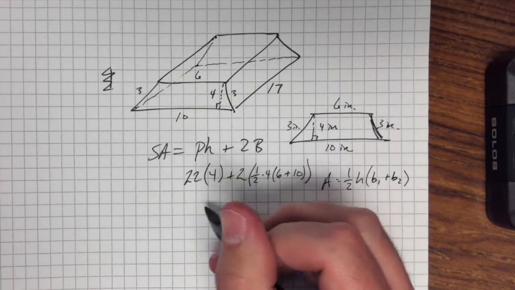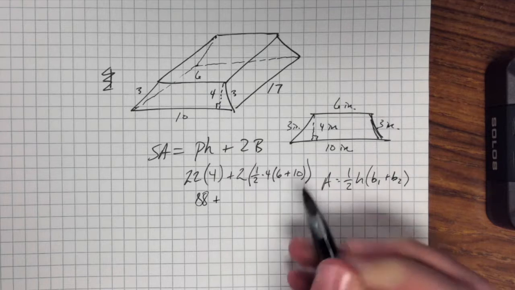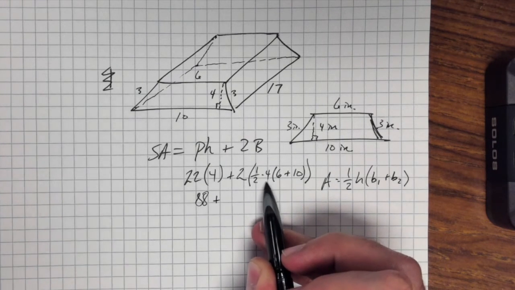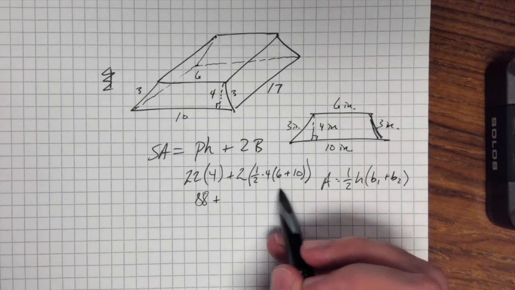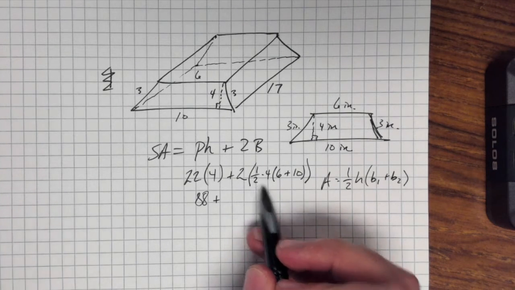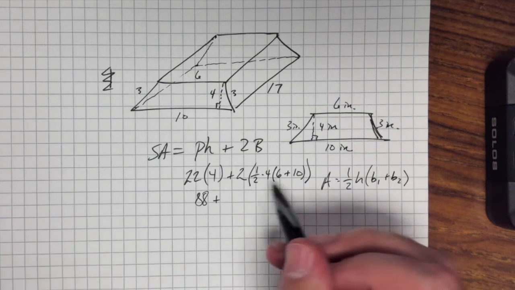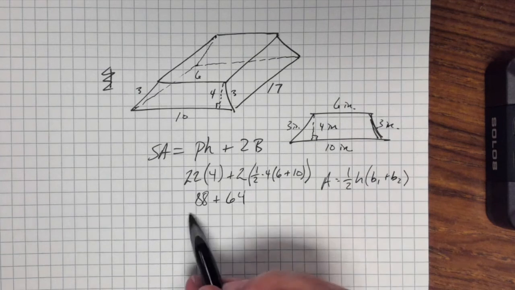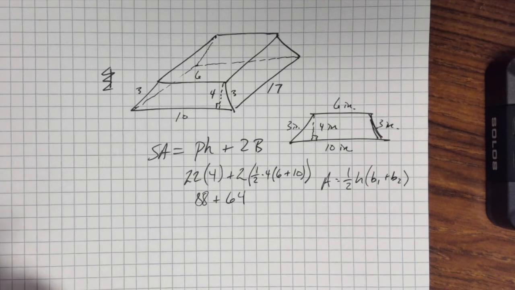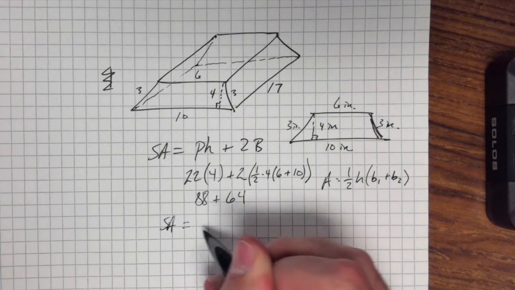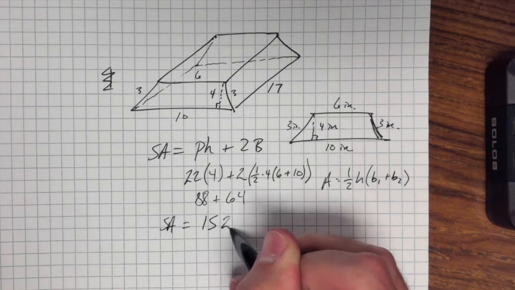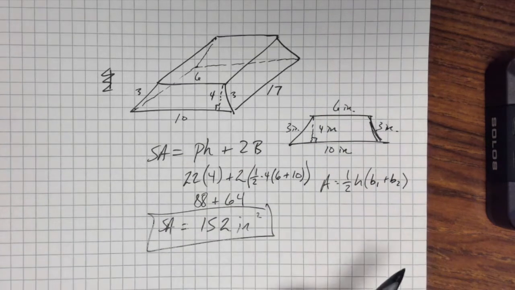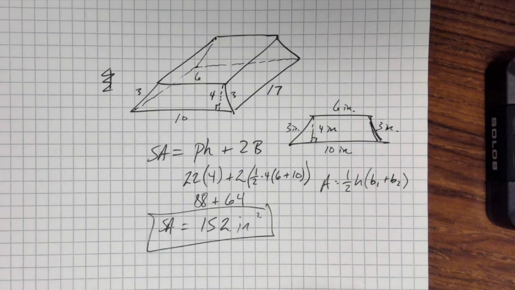22 times 4 makes 88. Plus, over here, 6 plus 10 is 16. Times 4 is 64. Now, times 1/2. So half of 64 is 32. But then times 2 brings it back to 64. And now you have 88 plus 64 comes out to a total surface area of 152. I said inches, so square inches. So those are the various types of prisms you'll have to deal with.